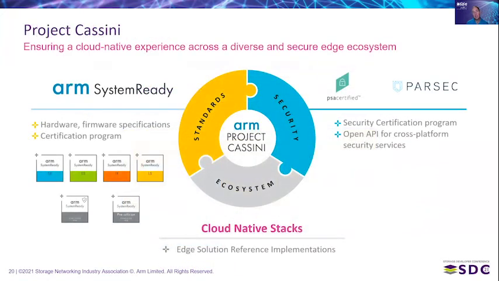So one of the other initiatives that's being driven heavily at ARM is Project Cassini. And there's kind of three pillars to Project Cassini: standards, security, and ecosystem. And all three of these combined make up this project. So from a standard standpoint, the intent is to leverage industry standards. We don't want to invent new things.